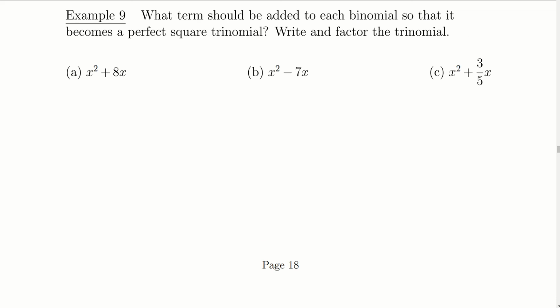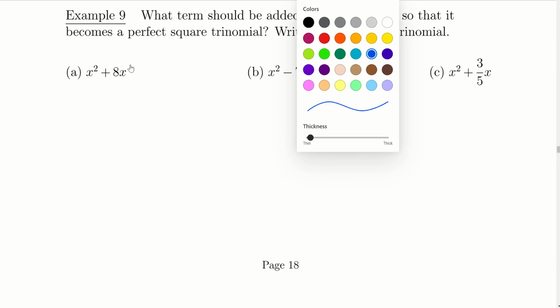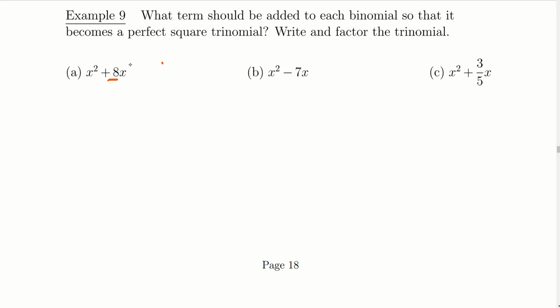Let's take a look at this. In example 9, it says what term should be added to each binomial so that it becomes a perfect square trinomial. So if I look at the first one, we have x squared plus 8x. So that value for b, if you will, is the number 8. What we need to do is take half of it, and then we're going to square it.